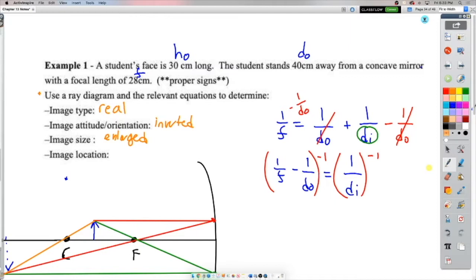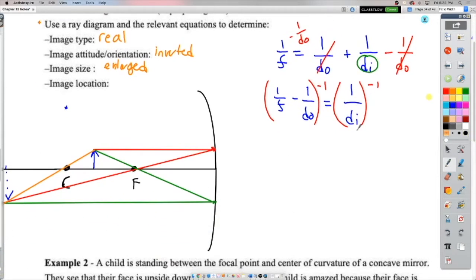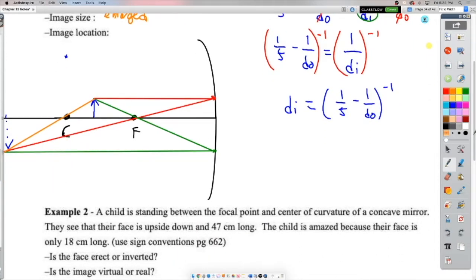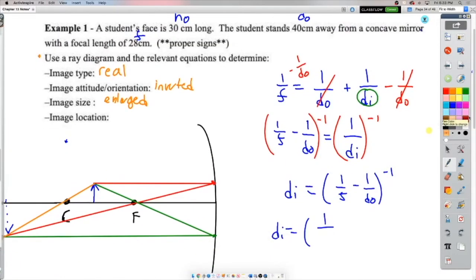What this just means is we can flip this side, so now we have DI equals, and just leave it like that. You can punch that in your calculator. There's nothing wrong with punching that in your calculator. You have a to the power of button, you have a negative and a 1 button, so you can punch that in. So DI equals 1 over the focal length was 28 centimeters.